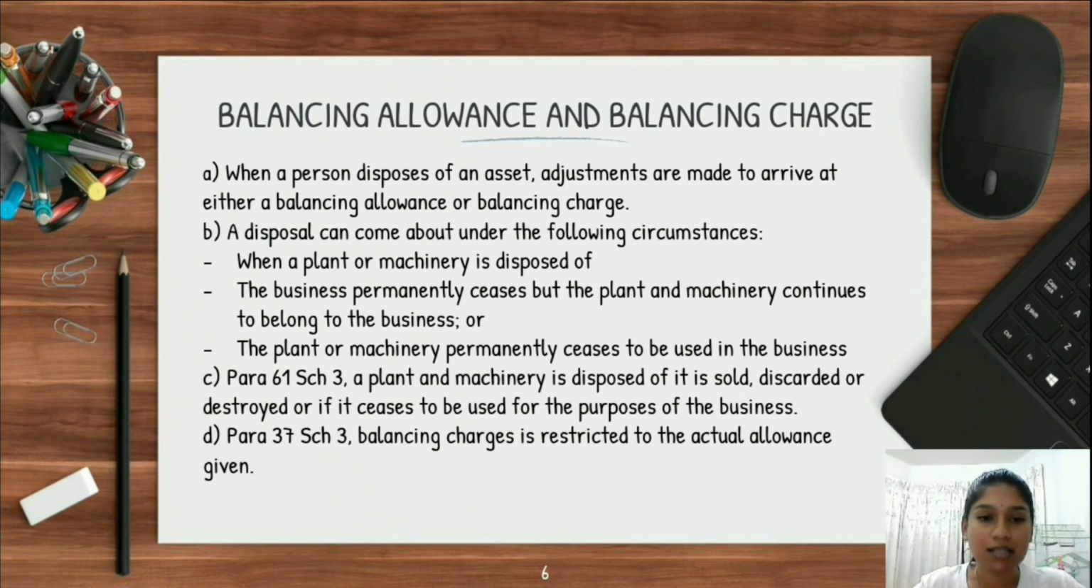Under paragraph 61, Schedule 3, a plant and machinery is disposed of if it is sold, discharged, or destroyed, or it ceases to be used for the purposes of the business. Under paragraph 37, Schedule 3, balancing charge is restricted to the actual allowance given.